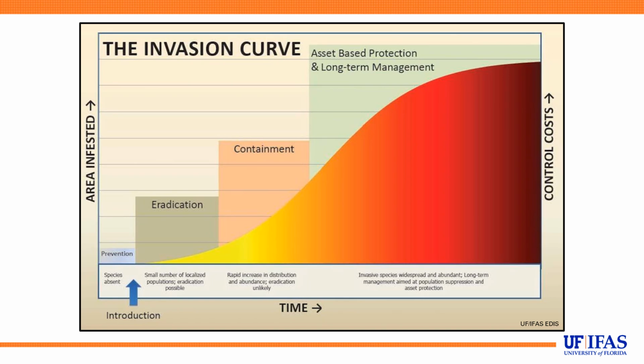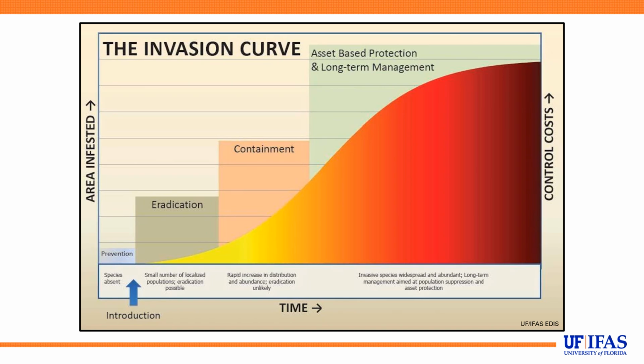If we move one step to the right, there's an introduction of an invasive species, but there are only a few number of individuals, and they're in a small, localized population. Eradication may be possible while the area infested is small. The cost to eradicate them is low. Eradication is the complete removal of the population. If eradication wasn't possible, because maybe the individuals couldn't be found, the control method didn't work, or maybe no one even knew they existed at this point in time, then we move to the right on the curve to containment.